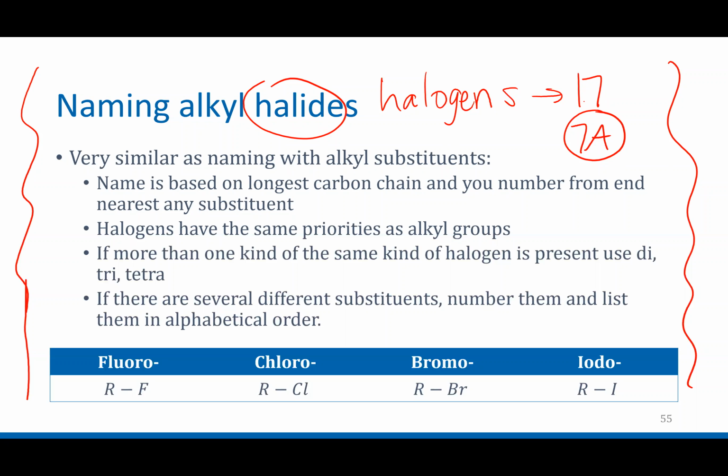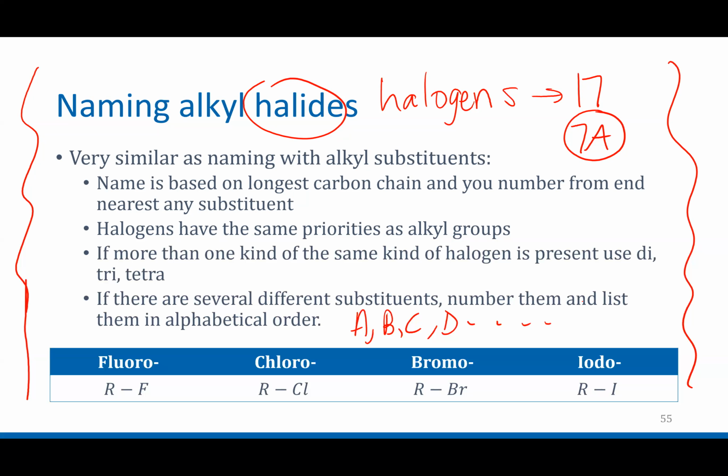So ethyl would be, well, no, actually chloro or bromo would typically come first in this case because of C or B. I hope you guys know your alphabet, right? So A, B, C, D, and so on. Halogens, it's the same priority. There's nothing new here about constructing the name.